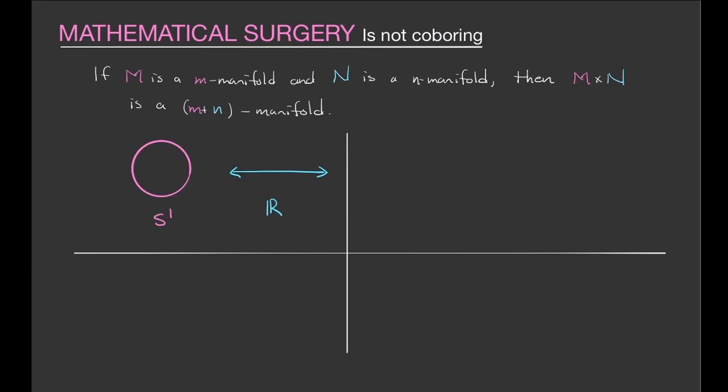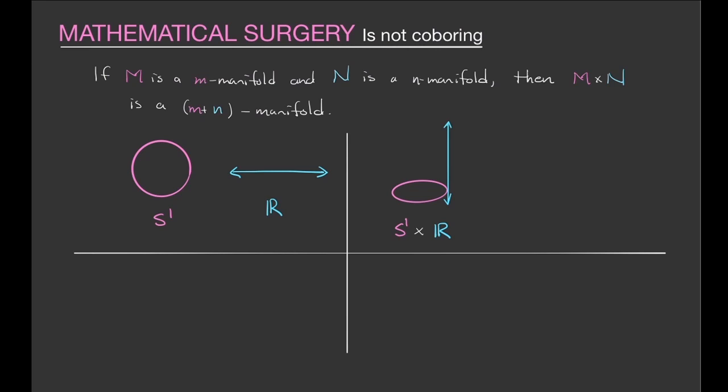Say our two manifolds are S1 and R. These are two one-dimensional manifolds. If we take their product, it works like this. Take the first manifold, S1. When you cross it by R, you're simply taking a copy of R, and for every point of R, you're going to have a copy of S1.